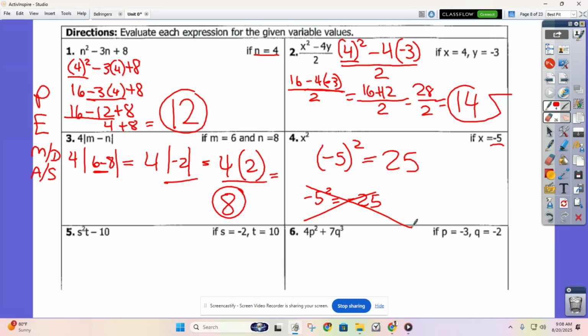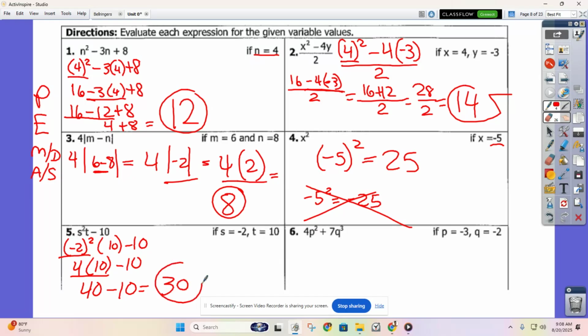In place of that S is a negative 2. Once again, put that in parentheses. In place of T is 10. And I still have the minus 10. This exponent comes first. Negative 2 squared is a positive 4 times 10 minus 10. Multiplication is next. 40 minus 10 equals 30.